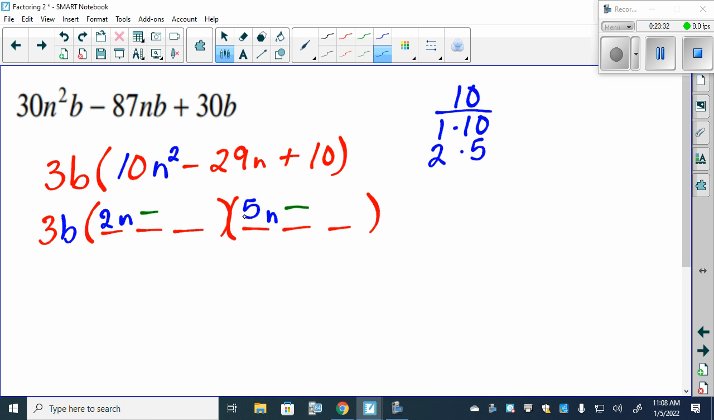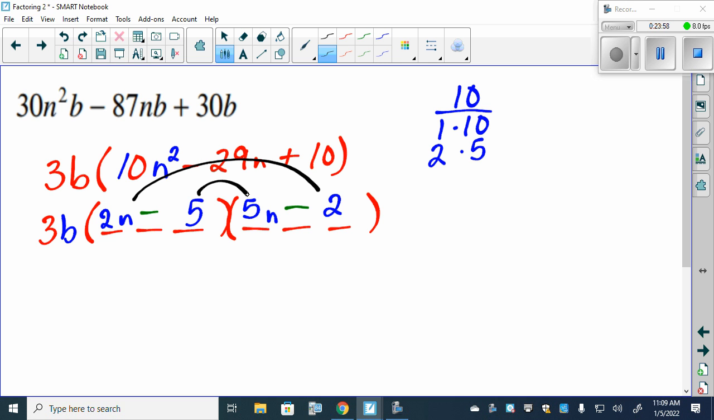Well, our third term is actually 10 as well, so the factors are 1 and 10 or 2 and 5. Which one do we want to try first? We'll have to put the 5 first and the 2 second, because again, we can't have any like terms. We already pulled them all out. And lastly, we can check to see if this is the correct setup.